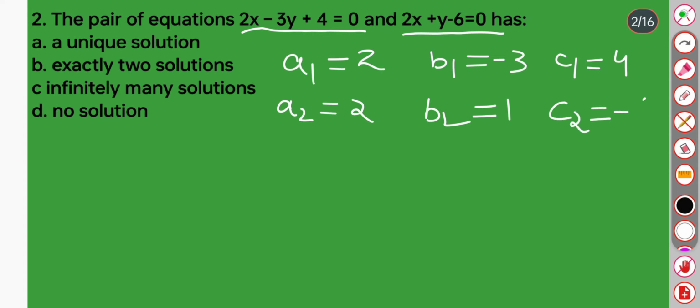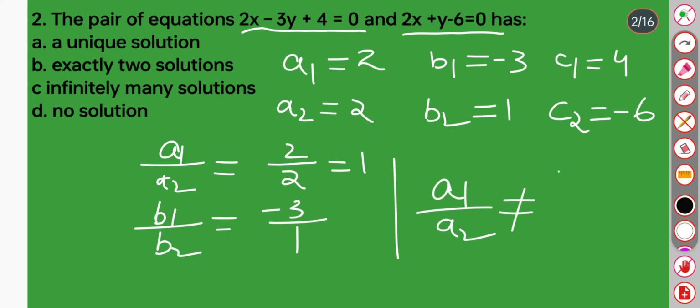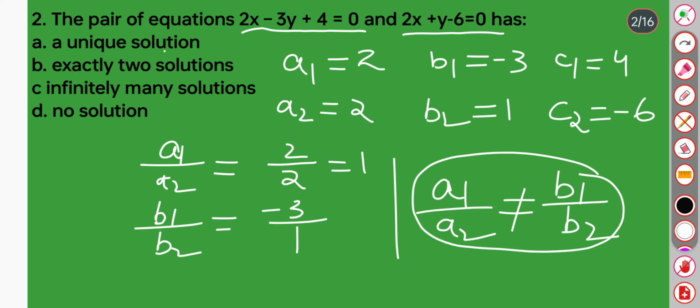Now if you compare a1 by a2, what you will get is 2 by 2. If you cancel this you will get 1. Similarly if you compare b1 by b2, you will get minus 3 by 1. So a1 by a2 is not equal to b1 by b2. Whenever a1 by a2 is not equal to b1 by b2, it means it is an intersecting line. Intersecting lines always give a unique solution, or exactly one solution, that is option A. Option A is the correct one.